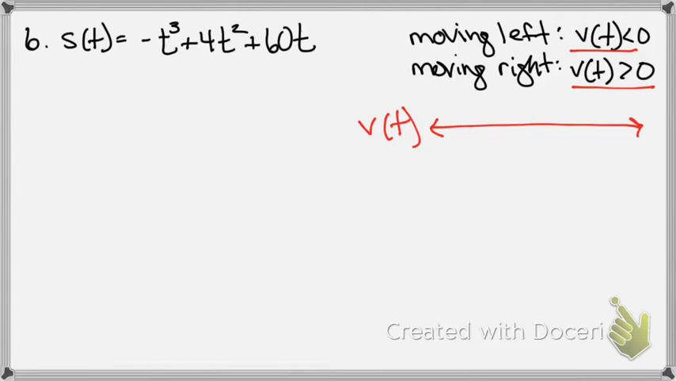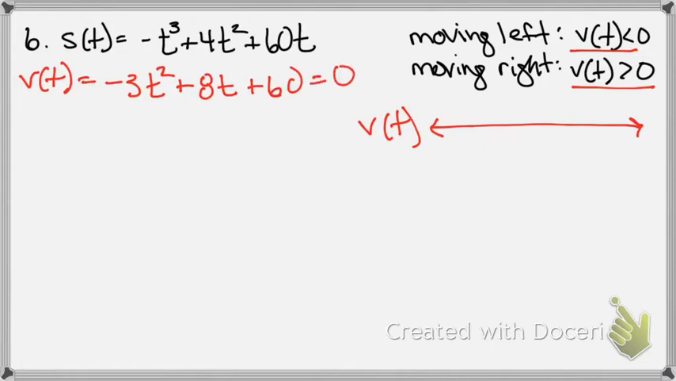Okay, so we need velocity first, and we don't have velocity. So do the derivative to get velocity. We get negative 3t squared plus 8t plus 60. Now set it equal to 0 because we have to find when velocity is 0 first to do our sign chart. When I set it equal to 0, there's nothing I can factor out, but I still don't want this first term to be negative. So bare minimum, I have to take out that negative, which leaves a positive 3t squared minus 8t minus 60.